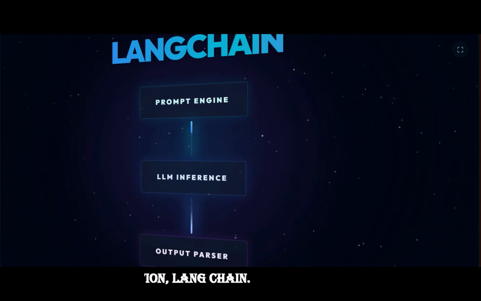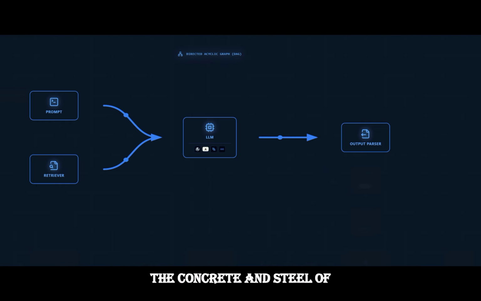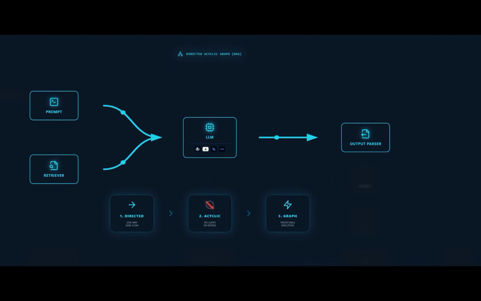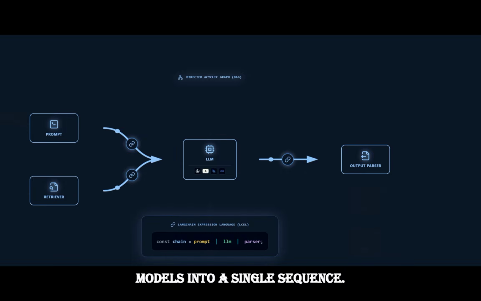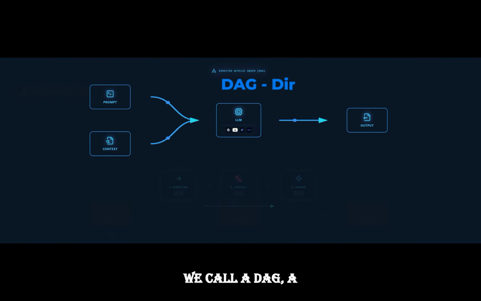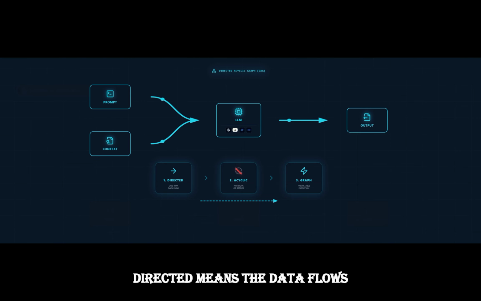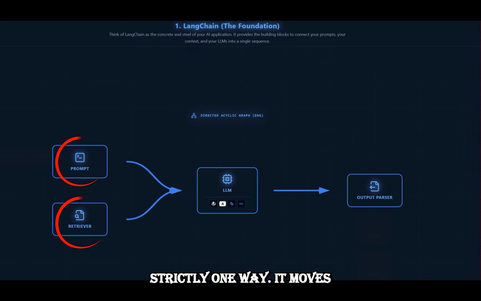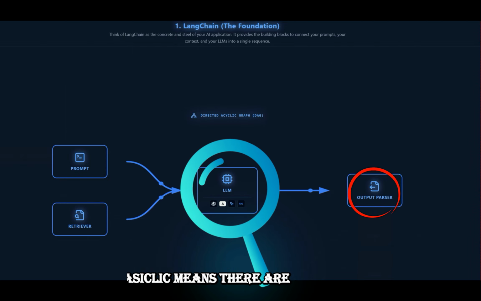Let's start with the foundation, LangChain. Think of LangChain as the concrete and steel of your AI application. It provides the building blocks to connect your prompts, your context, and your large language models into a single sequence. LangChain operates on what we call a DAG, a directed acyclic graph. Directed means the data flows strictly one way. It moves from your prompt and retriever straight into the LLM and directly to the output parser.